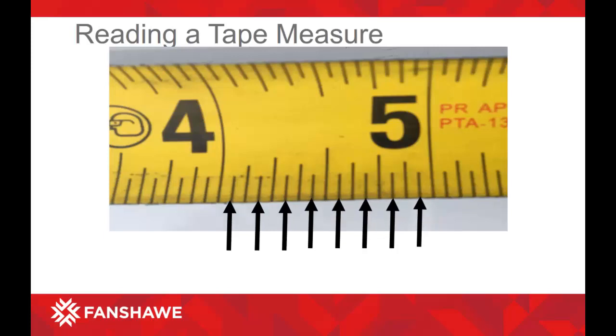And then these lines are the finest increments of the measurement, and they're going to be known as 16ths. So when we start looking at the arrows listed here under 16ths, the first one is going to be 4 1/16. The second arrow will be 4 3/16. The third arrow is going to be 4 5/16. The fourth arrow will be 4 7/16. The next arrows are 4 9/16, 4 11/16, 4 13/16, and finally 4 15/16.